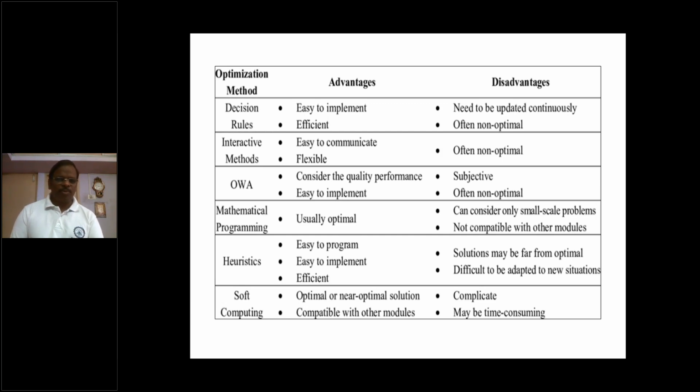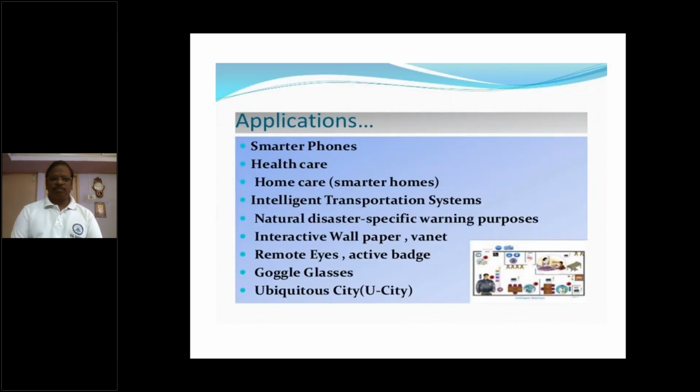Then what is soft computing? Another kind is soft computing. Nowadays, fuzzy computing is soft computing. So fuzzy computing gives optimal or near optimal solutions and is compatible with other modules. We can also have other compatible modules, but it is complicated to create the structure and write the program. It may be time consuming. Soft computing technologies always take time for this.